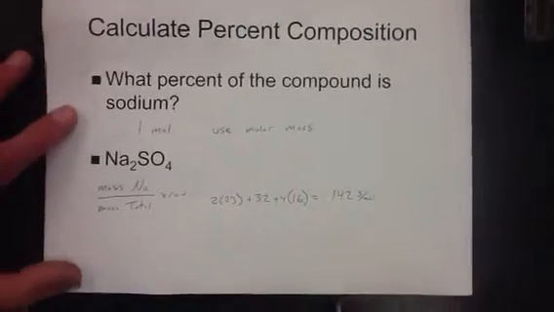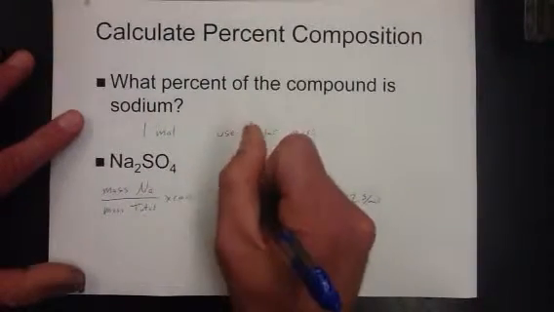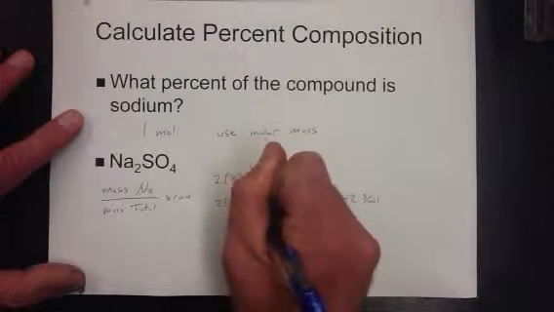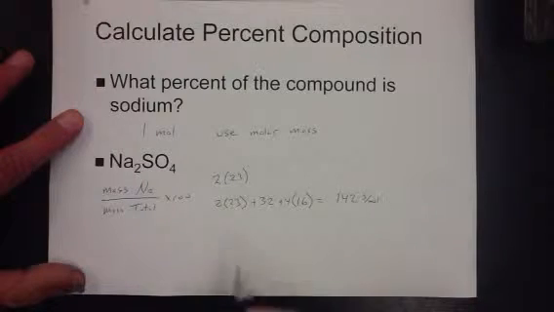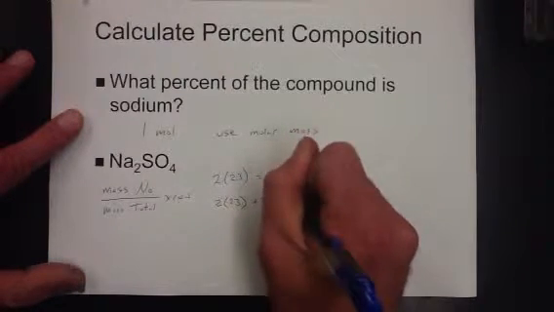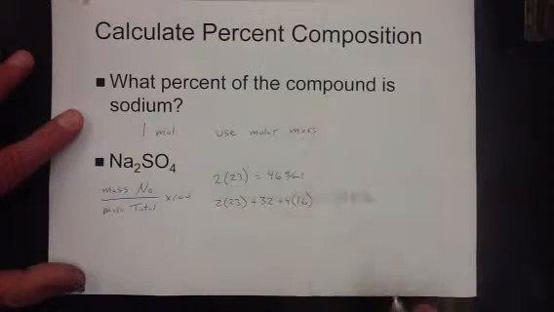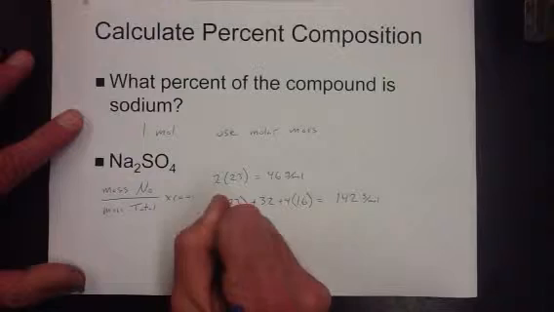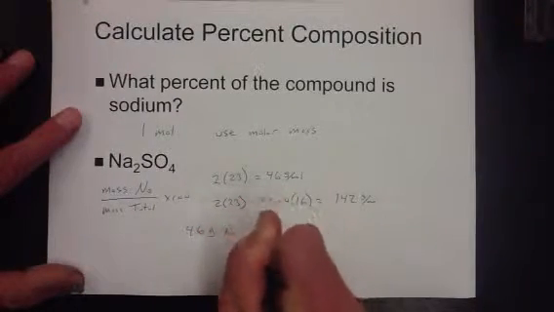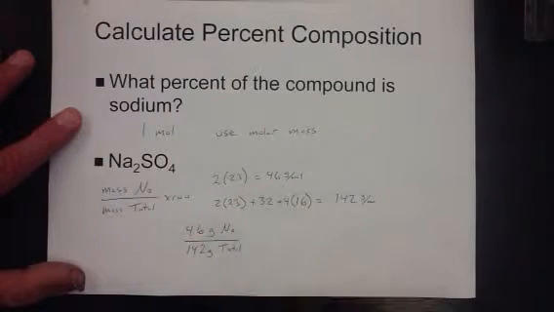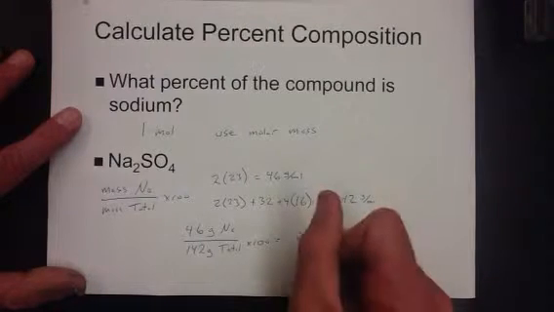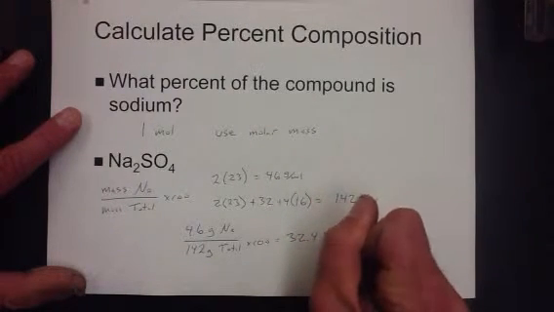All right. So now we're going to take the mass of just the sodium. The mass of just the sodium is 2 times 23. So you need to multiply it by 2 because we have 2 atoms of sodium in each molecule. And so that would be 46 grams per mole of sodium. So we'll take 46 grams of sodium over 142 grams total. So it's the mass of the sodium divided by the total mass, and then times 100. And this will give us what percentage is sodium, which we'll find out is 32.4% sodium.